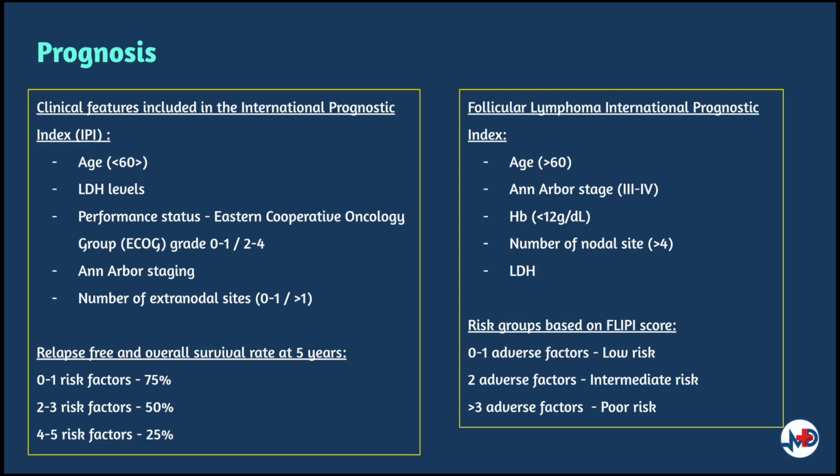Median survival of low-grade lymphomas is 6 to 10 years. High-grade typically only survive a few months. Indicators of poor prognosis include old age, number of sites involved, elevated LDH, increased beta-2 microglobulin. The International Prognostic Index utilizes clinical features that independently predict survival. Follicular lymphoma is the second most common subtype and has its independent prognostic index. It appears to be more discriminating than the International Prognostic Index and is calculated based on adverse prognostic factors.